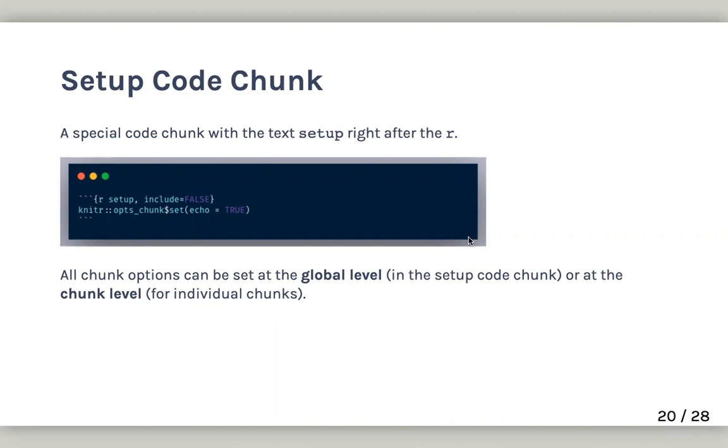But then I can also go to the individual chunks later and say, I actually need the code for this one, so I'm going to change it individually. Even though globally I made it so all of them will now show the output, you can override that rule in the individual chunks, which is very helpful.